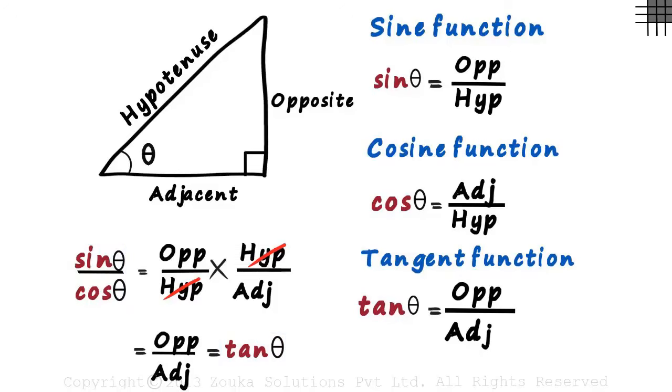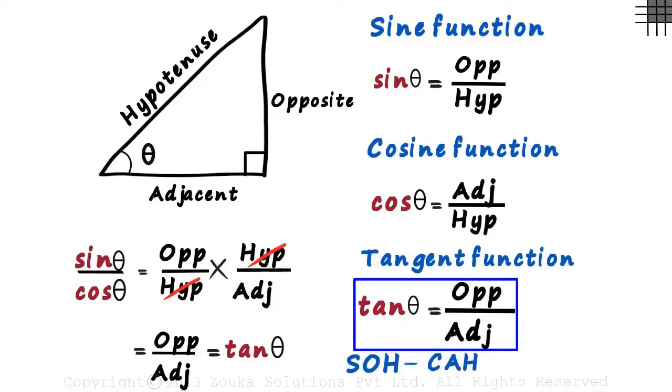But how do we remember so many formulae? It's very simple. Observe the first letters in each of the cases. Look at the first formula. S, O and H. So let's write SOH here. Now look at the second formula. It's C, A and H. So we write CAH here next to SOH.